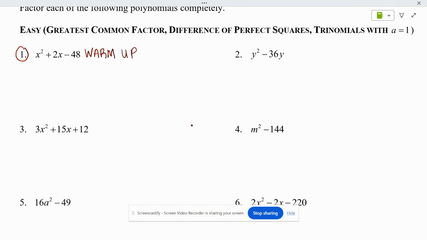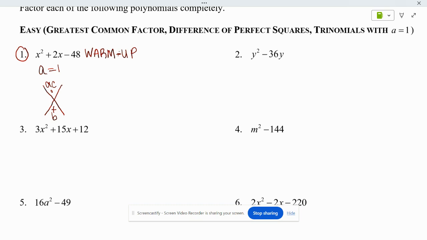This first one we did in our warm-up. And I think it was the first question of our warm-up. So you're just going to copy the answer from your warm-up. This is an example of what happens when A equals 1. And we used this whole times plus box. And to get that, you take A times C, and it has to add up to B. That's the method for that, okay?